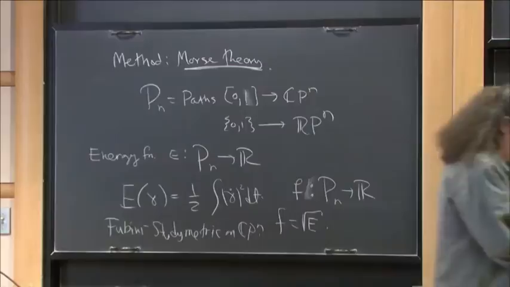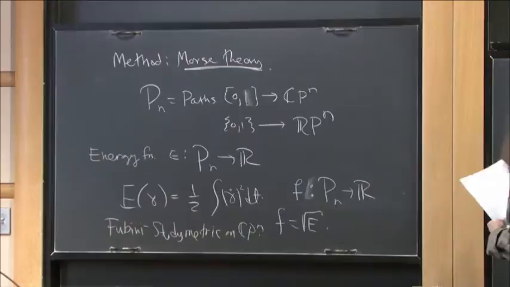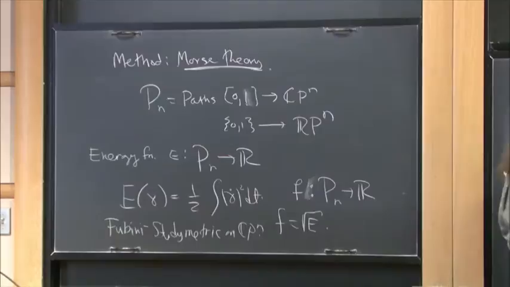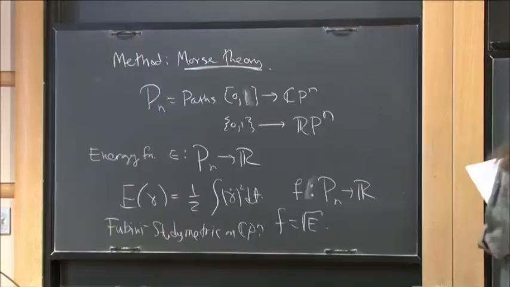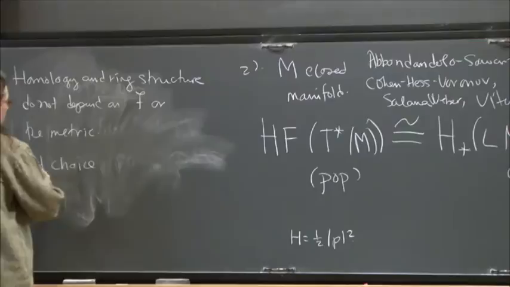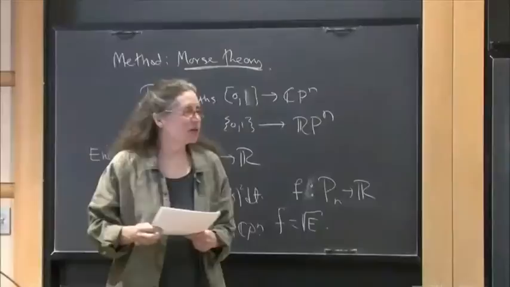Now, of course, I should point out that the homology and the ring structure do not depend on the function or the metric. However, a correct choice of the function or the metric will make the Morse theory work really very nicely. A good choice of function yields nice Morse theory. And in this particular case, the Morse theory that it yields is the nicest thing it could possibly be.